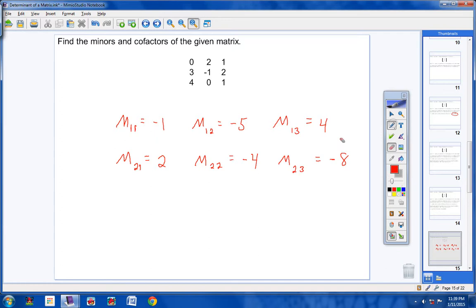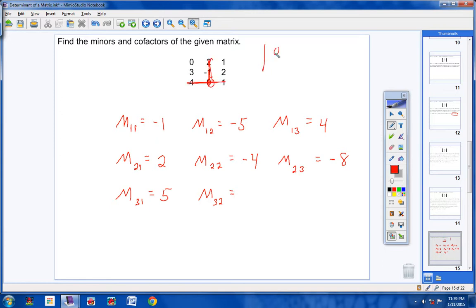Now for our last 3, minor number 31. That's row 3, column 1. Okay? Row 3, column 1. So the matrix would be 2, negative 1, 1, 2. Multiply up, negative 1, I'm going to put a positive 1. 2 times 2 is 4. Combine those, and you get a 5. Okay? Moving on to minor number 32. So, row 3, column 2.